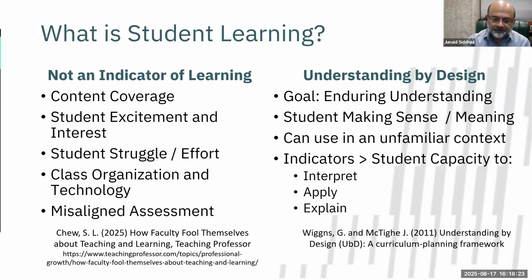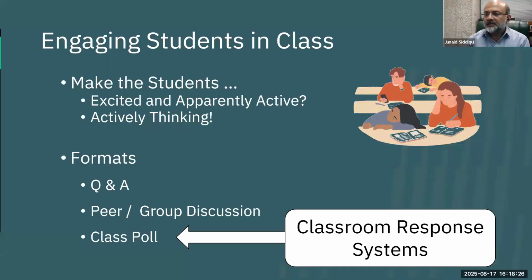So how can this be done? Engaging students in the class becomes quite fundamental to make sure that students end up learning, not just going through a process. And what does this mean? Does it mean a student becomes excited and apparently active? That may make them interested, but even more important is that students are actively thinking and making sense. So engaging students in the classroom time is quite important in achieving this goal.